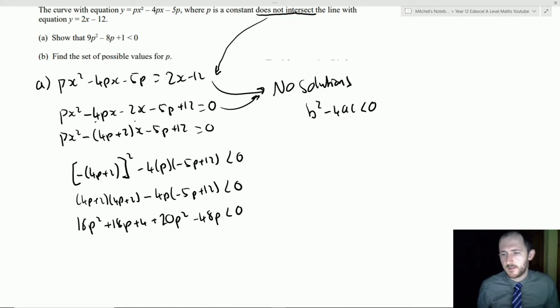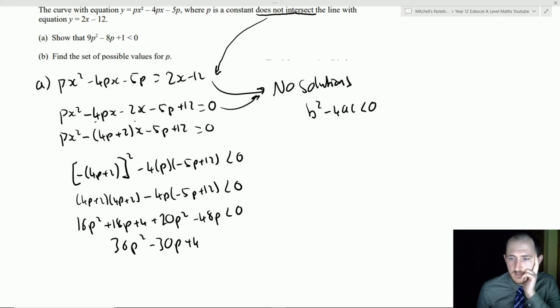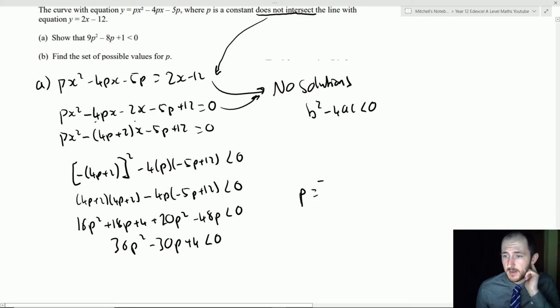Oh, that 4 is really annoying. I could have divided all by 4. Okay. 16p squared plus 20p squared gives me 36p squared. Minus 16 plus 48 is minus 32p plus 4. And then depending on how you want to solve it, you can use the quadratic formula again. Minus 30 plus minus.